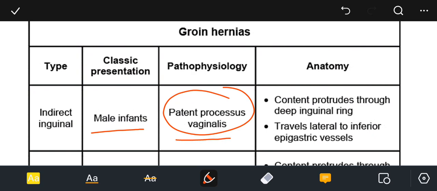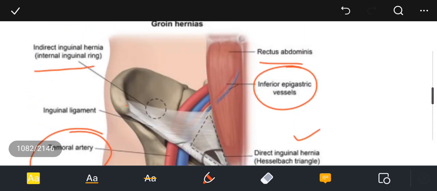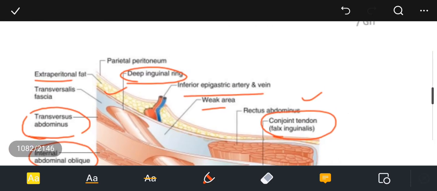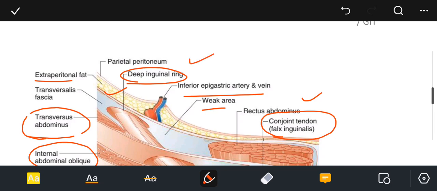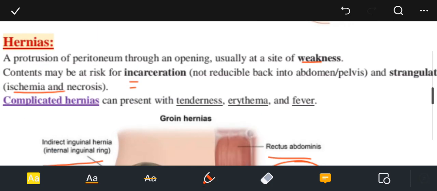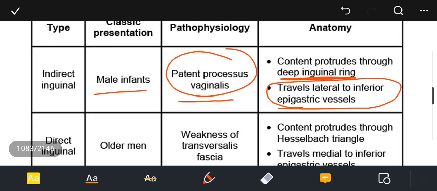Anatomy: the contents protrude through the deep inguinal ring. Remember this, internal inguinal ring or the deep inguinal ring, and then it travels lateral to the inferior epigastric vessels, because the deep inguinal ring is present lateral to the inferior epigastric vessels, as we have seen in this picture. The deep inguinal ring is situated lateral to the inferior epigastric vessels. So is the indirect hernia. So the indirect hernia is situated lateral to the inferior epigastric vessels. We will see a mnemonic of that later on.